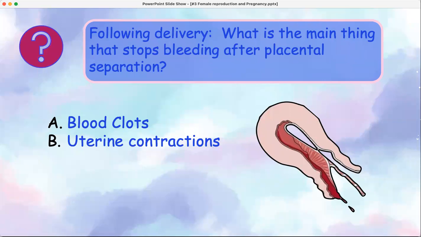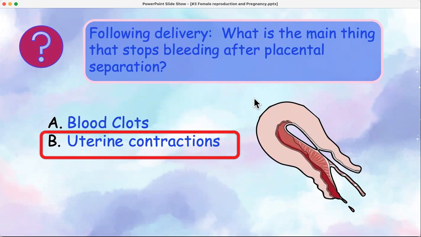So following delivery, what is the main thing that stops bleeding after placental separation? And by the way, as part of the stages of labor, the second stage of labor is the delivery of the baby, but there's a third stage where it's actually a delivery of the placenta, where the placenta separates and is delivered. And the bleeding, is it from blood clots or uterine contractions? And the answer is uterine contractions.